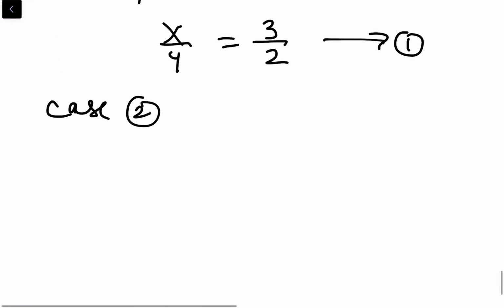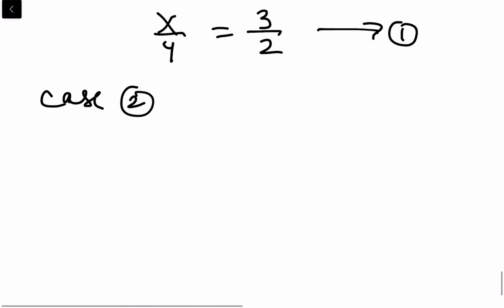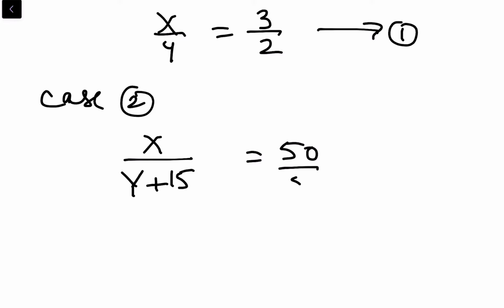Now what happened? The null point is shifted 10 centimeters towards A. So what we will get, that means 60 minus 10, 50. X by y in series with 15, that we got null point 50 by 50, which is equal to 1. Therefore, let it be equation number 2.